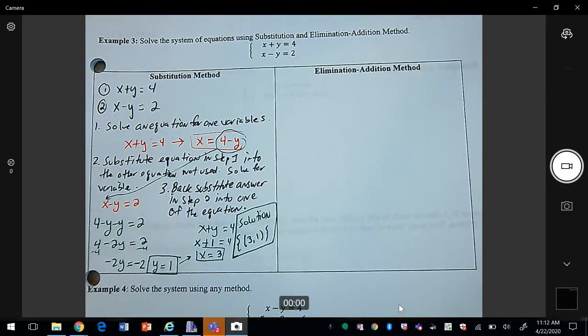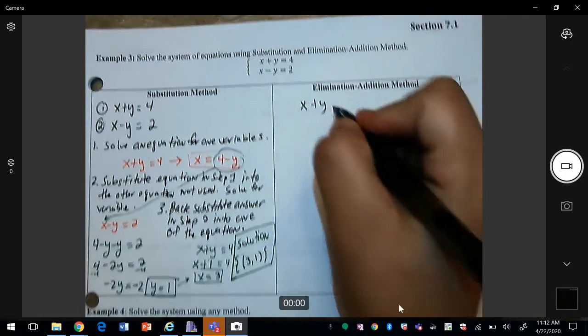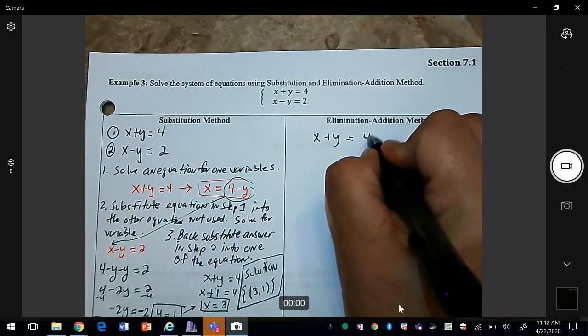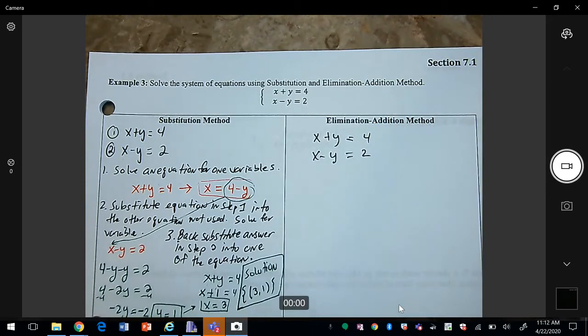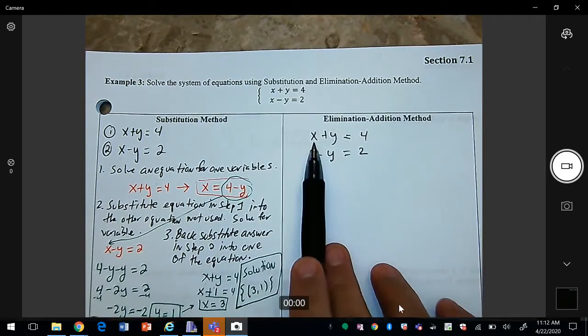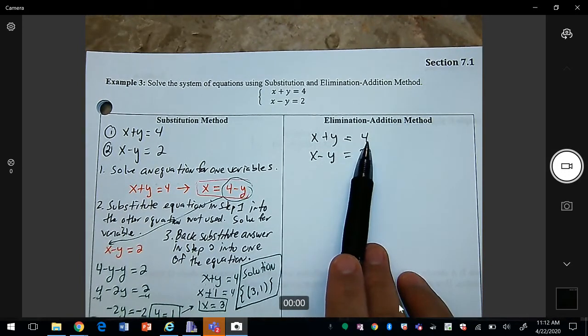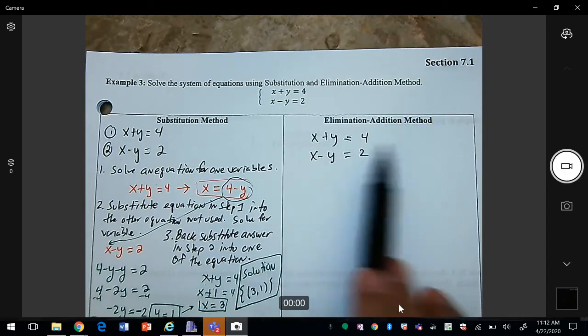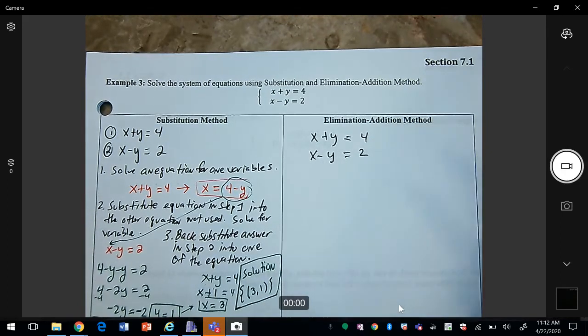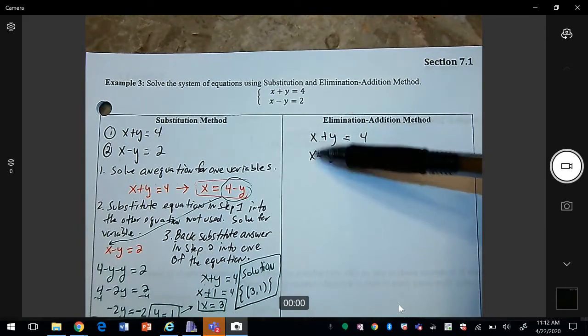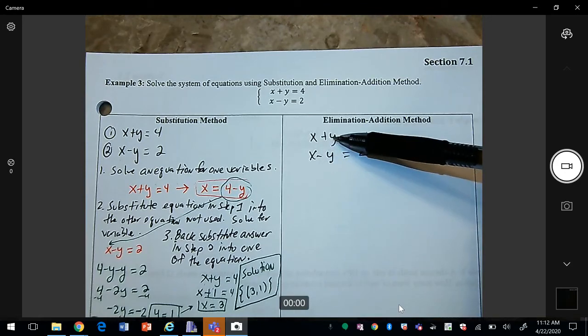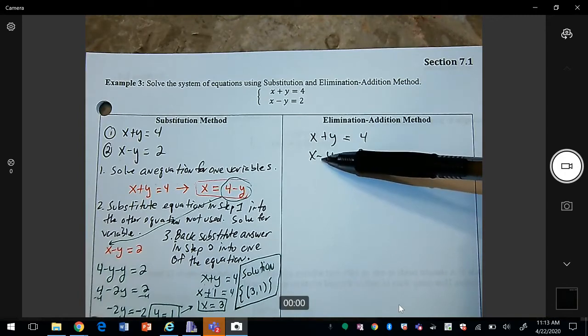For the elimination method, let me write our two equations. So for the elimination, your equations should be written in this form, where you have your x and y on one side and your constant on the right side, or vice versa. In order for the elimination to work, you're going to pick a variable. You want to make sure they have opposite signs, like the y's here. This is positive, this is negative. And the coefficients in front of the variable have to be the same. So in this case, you have a +1 and a -1.